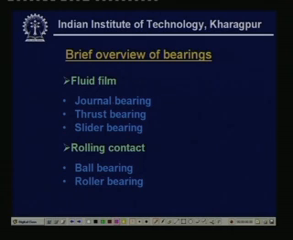The fluid film bearing categories are journal bearing, thrust bearing, slider bearing, etc., where the entire load of the shaft is carried by a fluid film. Another category is called the rolling contact bearings, which are categorically the ball bearing and the roller bearings. Now, these are very common. You must have seen bearings like the journal bearing and thrust bearing. These are the two types of bearing one normally uses for their designs.